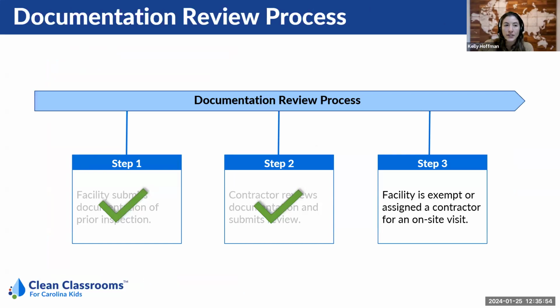If the contractor recommends an exemption, the facility will be notified that no further action is required. If the contractor recommends an on-site visit is still needed and we agree with the recommendation, then we will assign the on-site visit type using the non-binding cost estimate process that we already went through. Typically, the contractor that completed the initial documentation review will be assigned to that on-site visit if costing and availability are acceptable.